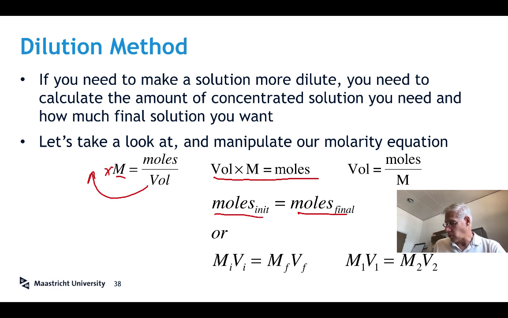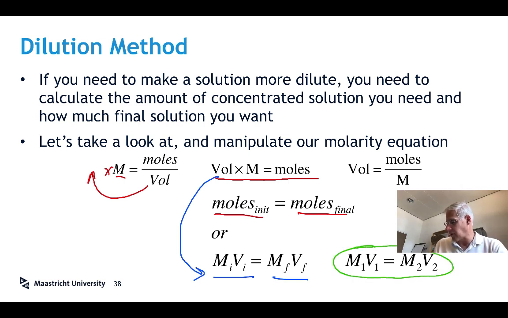So in order to get our moles, we can calculate moles just like we did here as volume times molarity. So the volume times the molarity of my initial solution is equal to the volume times the molarity of my final solution. So a lot of times we say it as MIVI equals MFVF, or we can also say M1V1 is equal to M2V2. Very easy equation to use and very handy in the lab.